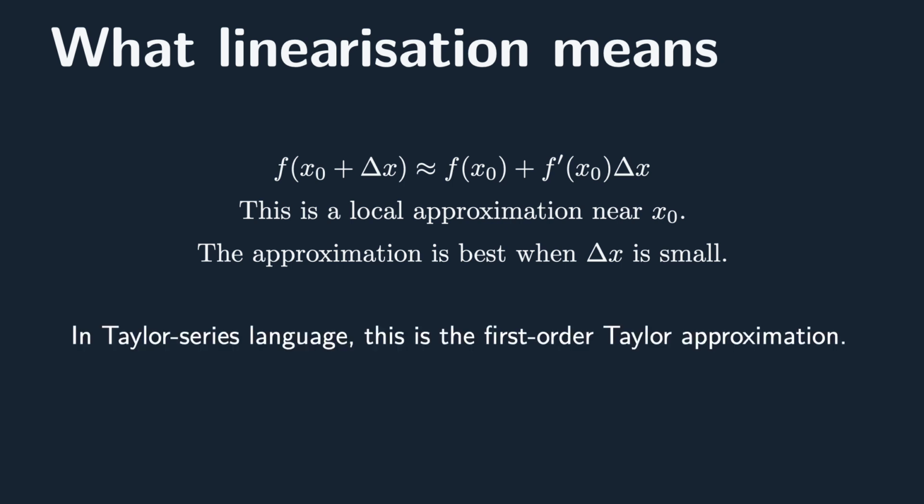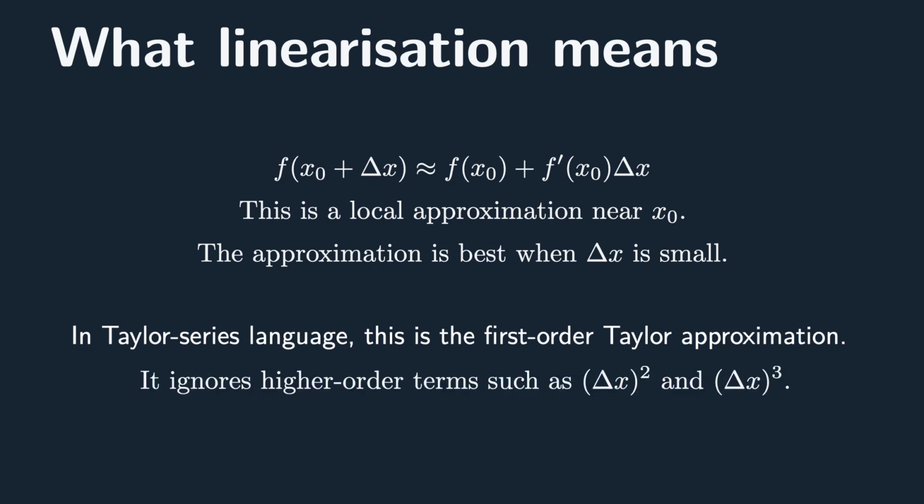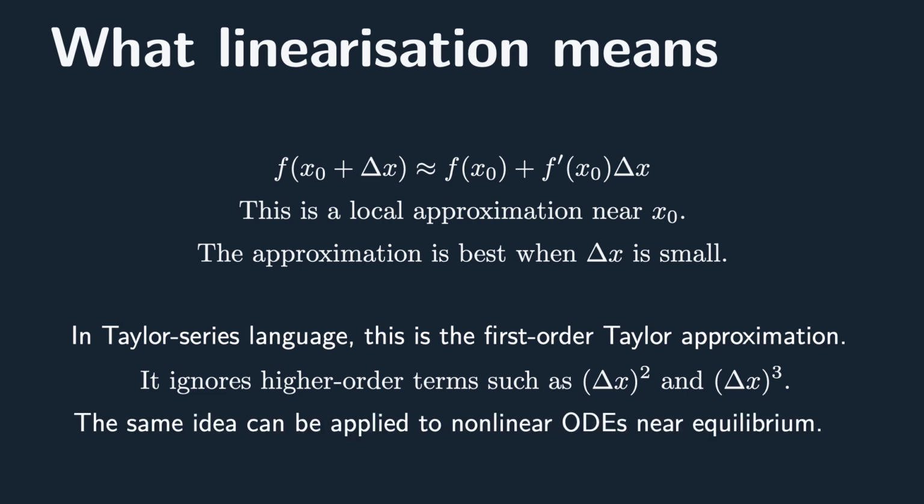In Taylor series language, this is the first order Taylor approximation. A full Taylor expansion would include higher order terms, such as terms involving Δx² and Δx³. In the linear approximation, we ignore those higher order terms, leaving the tangent line approximation. The same idea can be applied to nonlinear ODEs near equilibrium, where we approximate the behavior of the system close to an equilibrium point.